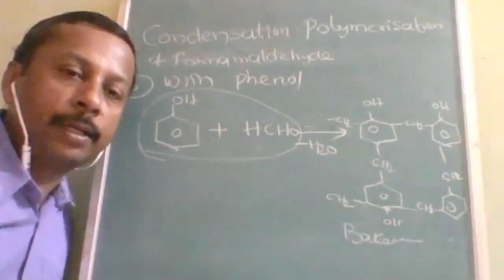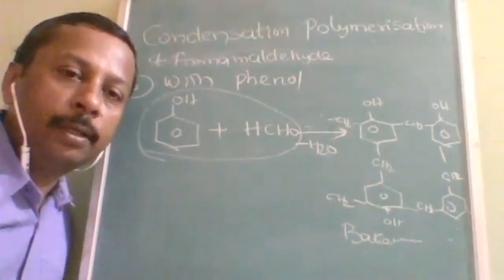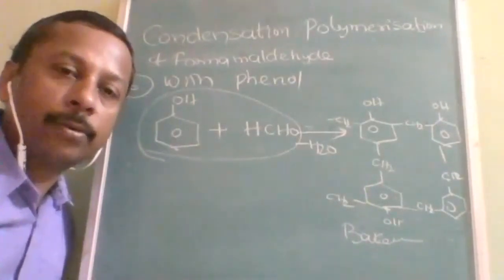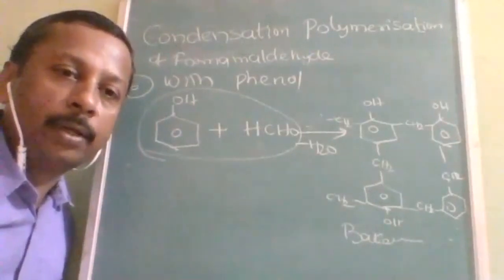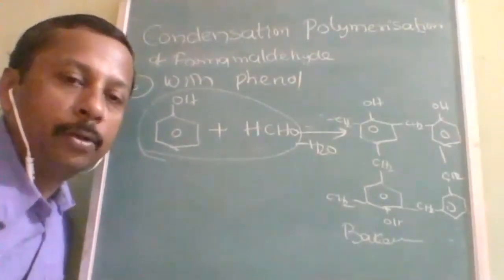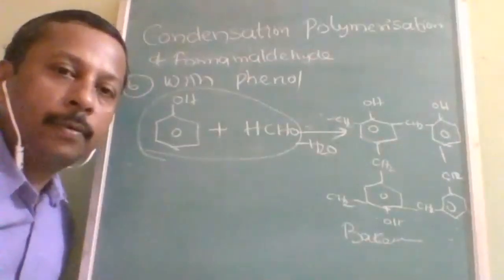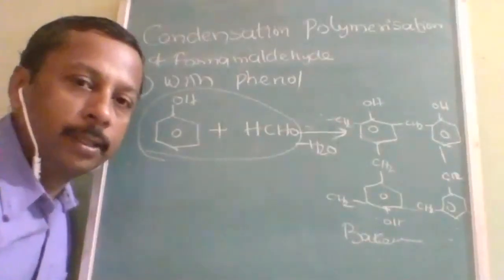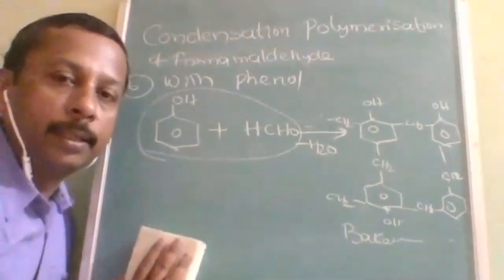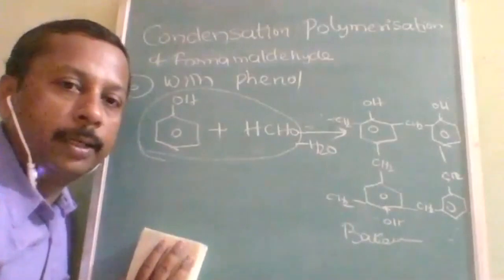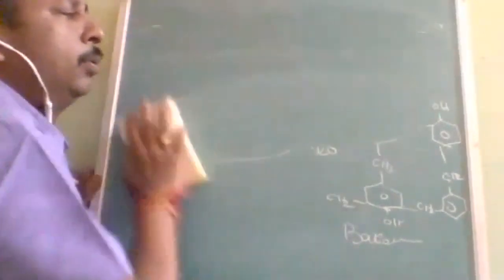Even if an electrical shock is there, it can withstand it, hence it is used in the manufacture of switches. So this is about condensation polymerization. In the polymerization of formaldehyde, broadly we have studied two parts: addition polymerization and condensation polymerization. Addition polymerization is further divided into three types. Condensation polymerization we have studied in two types.